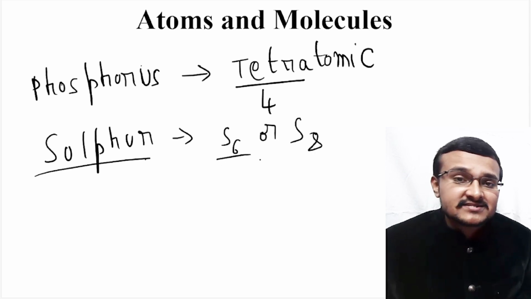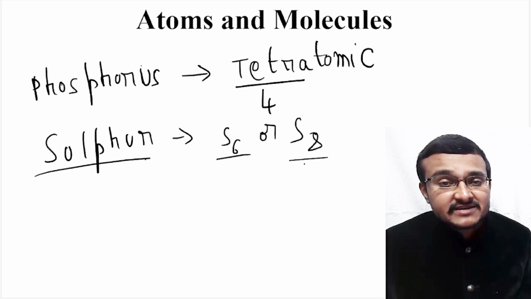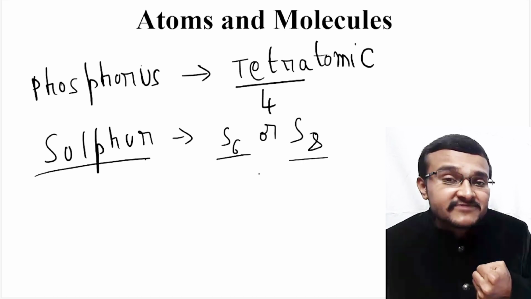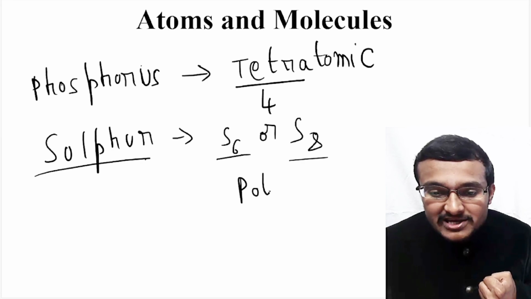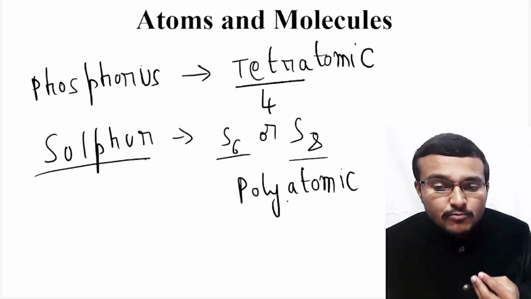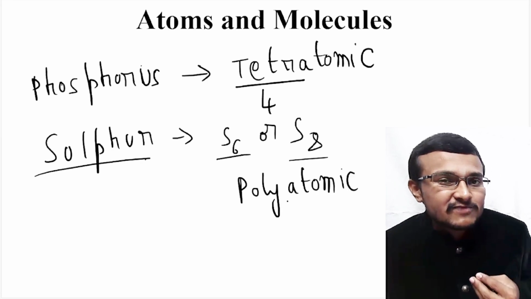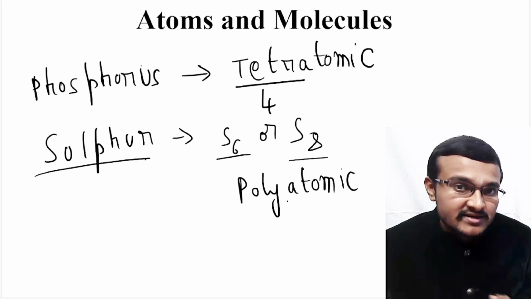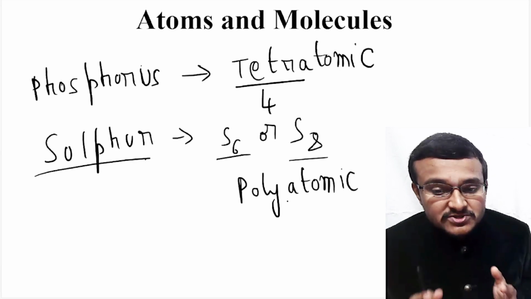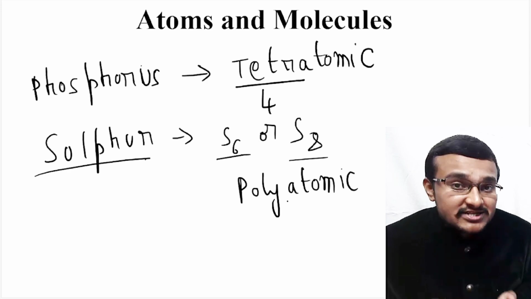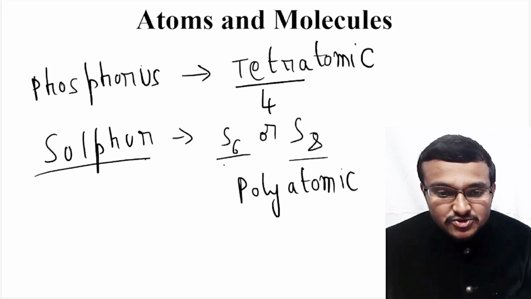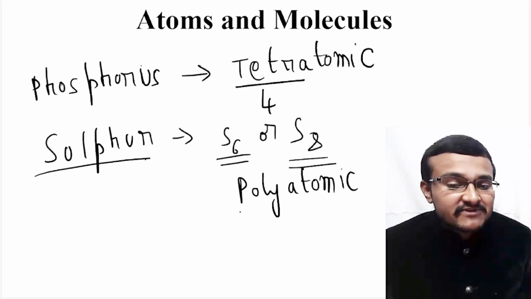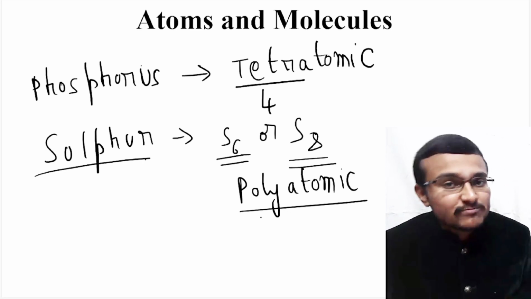So here 6 sulfur atoms or 8 sulfur atoms will be bonded covalently together. That's why sulfur is an example of a polyatomic molecule. A polyatomic molecule means a molecule which contains 3 or more atoms bonded together. So that kind of molecule is known as a polyatomic molecule. Here sulfur exists as S6 or S8.